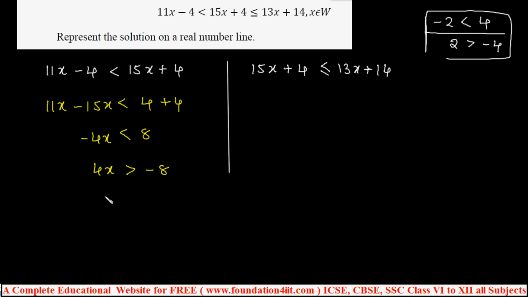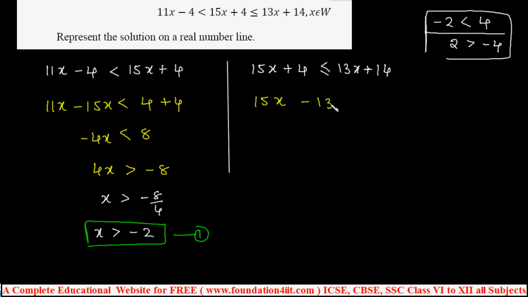4x is greater than minus 8, then x is greater than minus 8 divided by 4. x is greater than minus 2. Let it be equation 1. Now we can solve from this side. 15x plus 4 less than or equal to 13x plus 14. 15x minus 13x less than or equal to 14 minus 4.